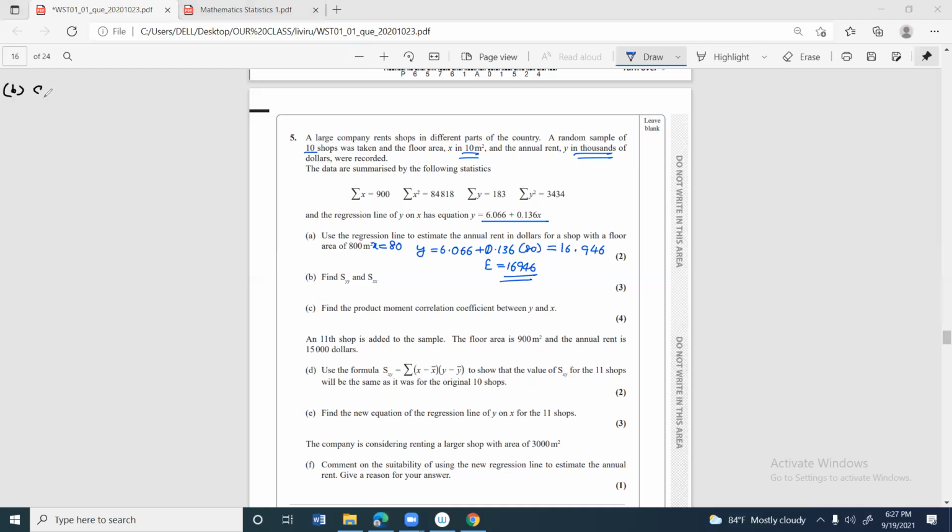Part B is Syy. To find Syy, you can easily get it because the formula is summation of y squared minus summation of y whole thing squared divided by n. Summation of y squared is 3434 minus summation of y, which is 183, squared divided by 10. Now let's get this answer. With that, Syy becomes 85.1.